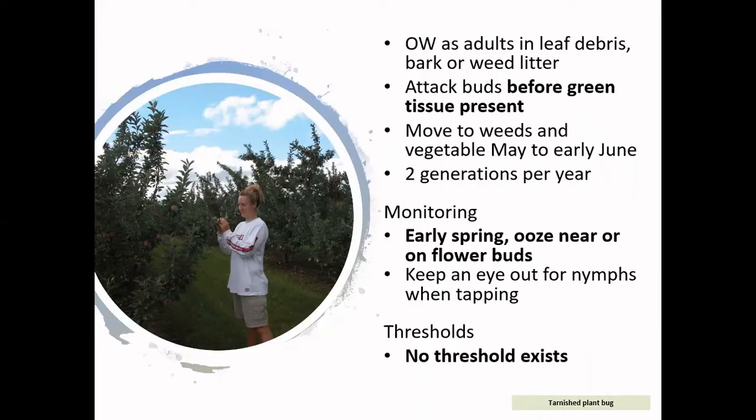So tarnished plant bugs overwinter as adults in leaf debris on the orchard floor, and they're active in that early season. Typically by May or early June, they've moved out of the orchard to alternate hosts like weeds or other vegetables. In that early spring, you're looking for presence of that ooze on flower buds. You can also keep an eye out when you're doing your tapping for mullen bug. Keep your eye out for any indication of nymphs or adults that may fly away quickly. With tarnished plant bug, there are no thresholds that exist for this pest.